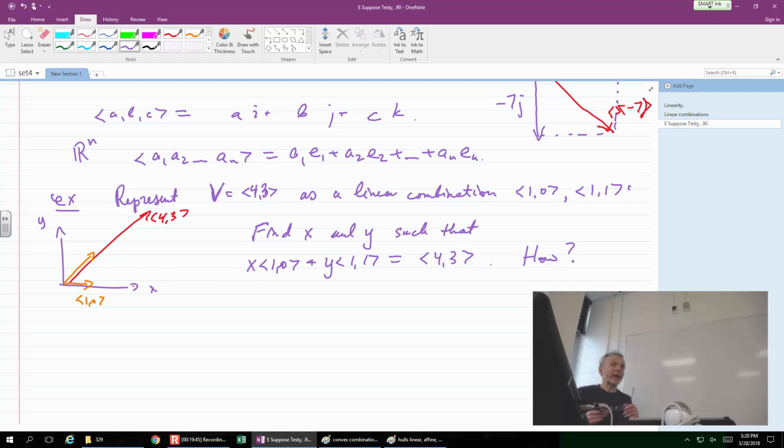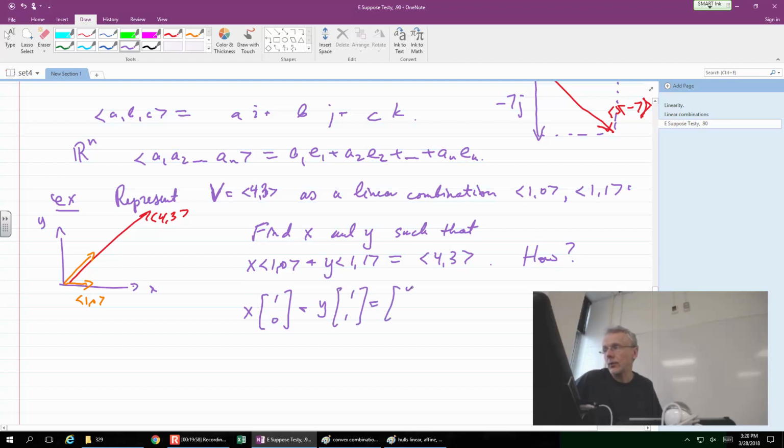What are we looking at? A system of linear equations. So in fact, I could write it like this, to take one step closer: x times 1, 0 plus y times 1, 1 is equal to 4, 3. This is indeed a vector form of a system of linear equations. So we don't really need to invent now how to do it. We already know how, right? So that will always be applicable.